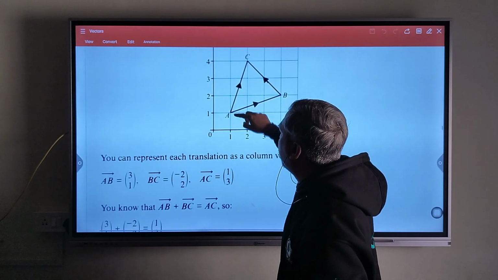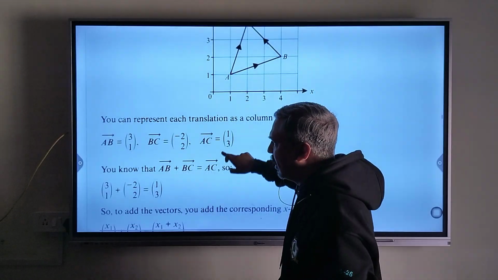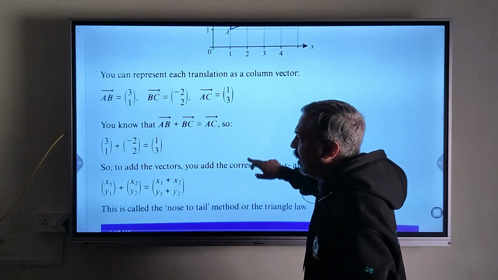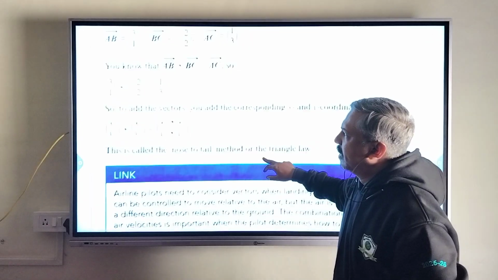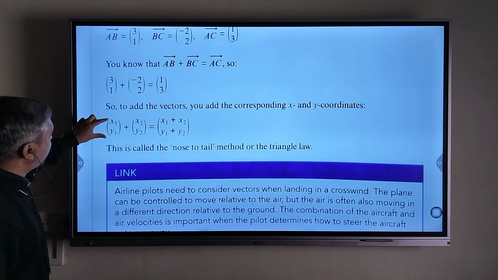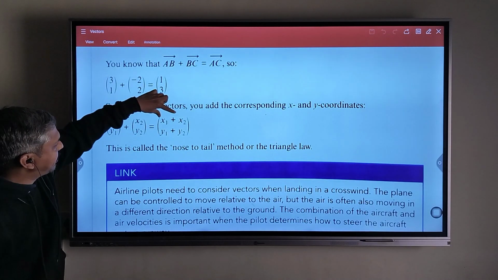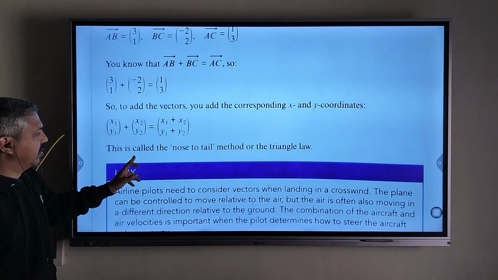So this can be done graphically, and this can also be verified by the logic that we have with the column vector. If you add the two vectors corresponding to x1 y1 and x2 y2, then their addition will be x1 plus x2 and y1 plus y2.